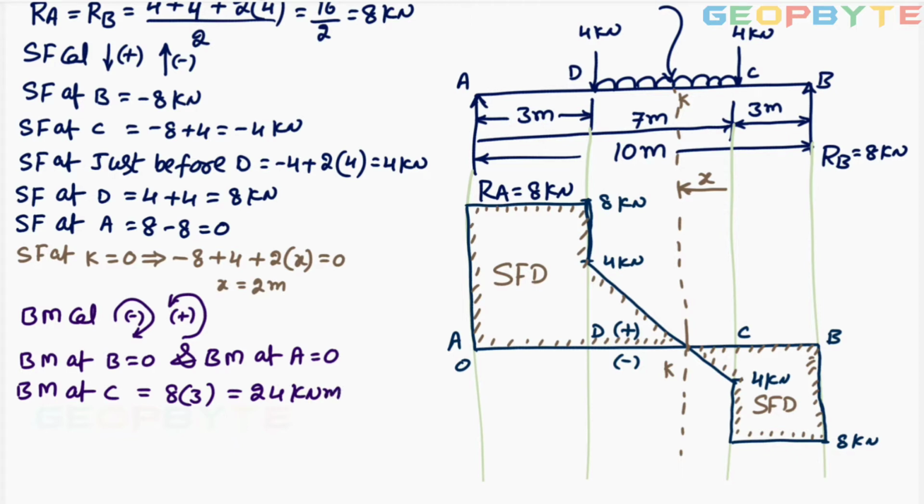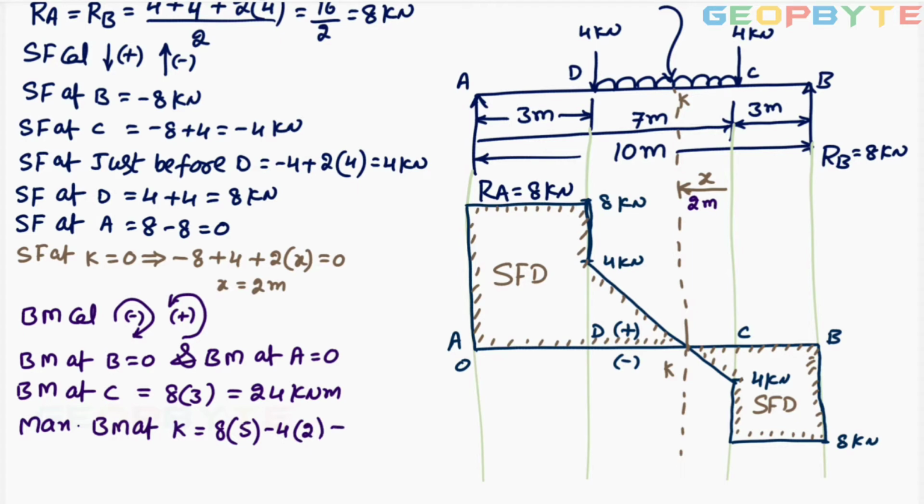Next, maximum bending moment at K, at a distance of 2 meters. This is 2 meters. At a distance of 2 meters from the C, you need to find the maximum bending moment at K. How many loads are there before K? 3 loads are there. One is reaction, 8 multiplied by distance up to K, 3 plus 2, 5, minus 4 into 2, effect of point load.